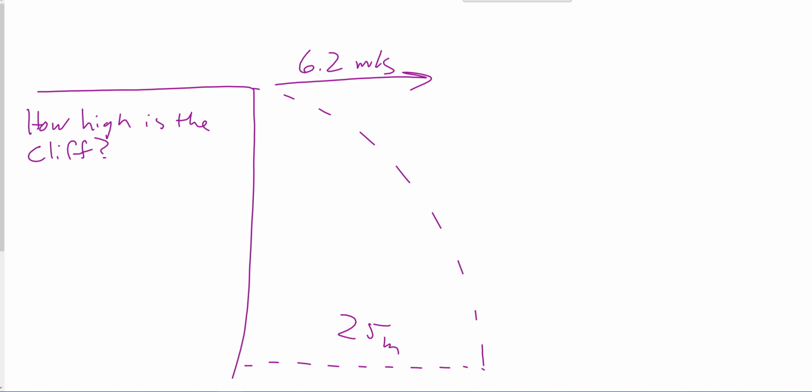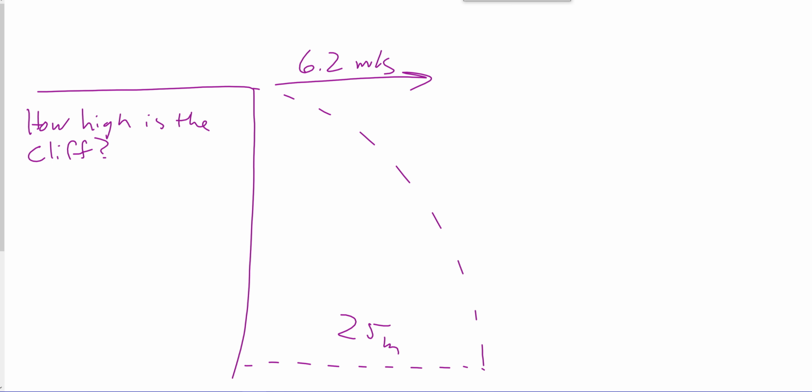Okay, car drives off a cliff, 6.2 meters per second. It's a very slow car. Okay, 6.2 meters per second, and hits the ground 25 meters from the base of the cliff. I want to know how high the cliff is.